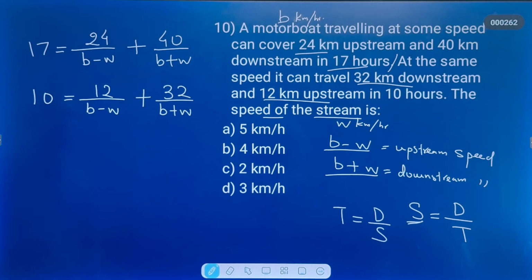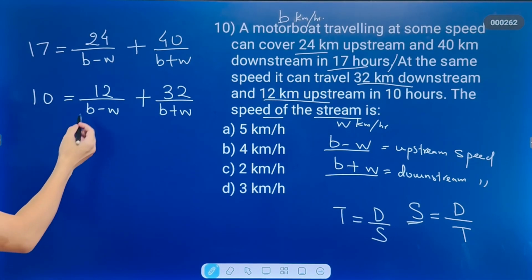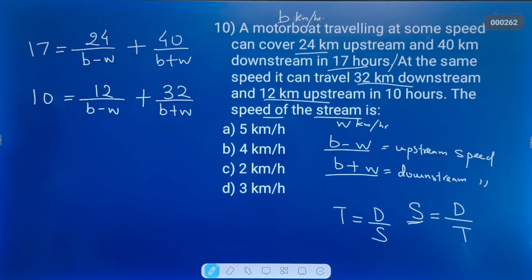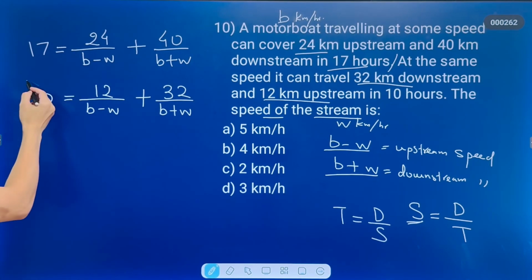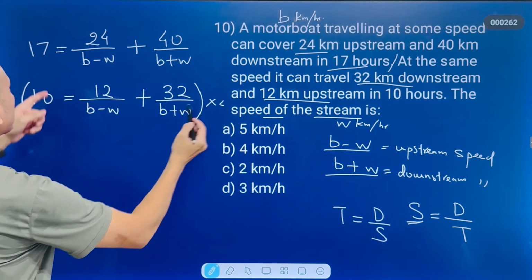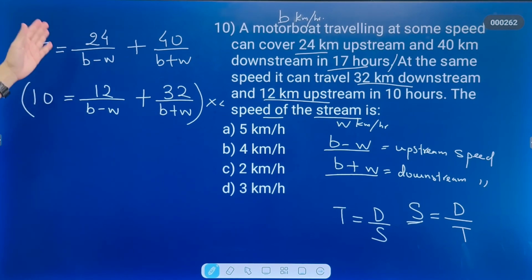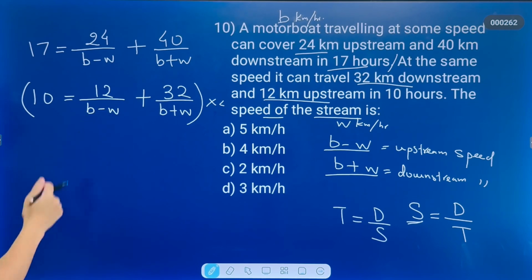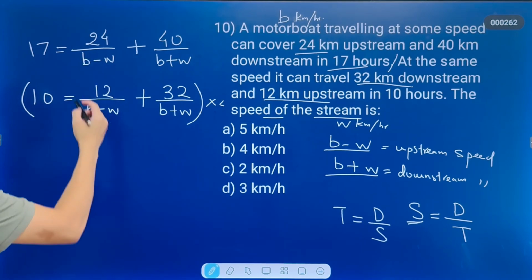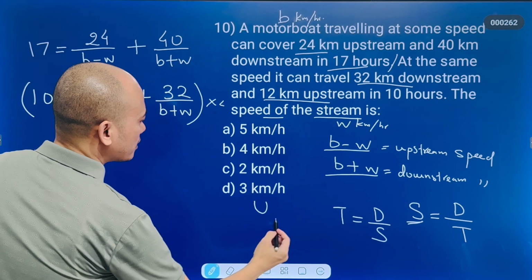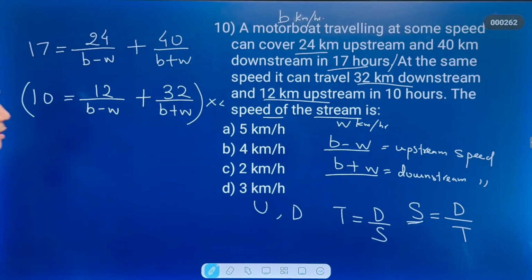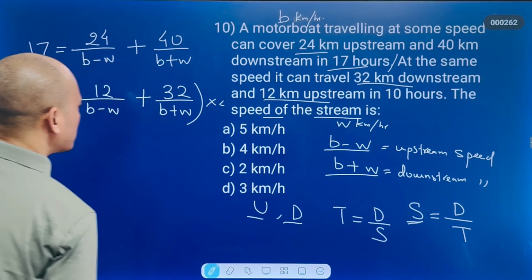Now, we get two equations. So, we multiply this equation by 2 to make it equal to this equation. Then we can eliminate one equation. That means one line we can eliminate. So, instead of writing like this, what you can do? You can just, for the sake of convenience, write upstream as U and downstream as D. Upstream as U and downstream as D. I am talking about the speed.